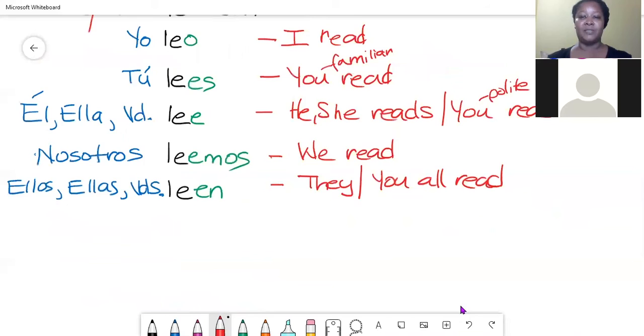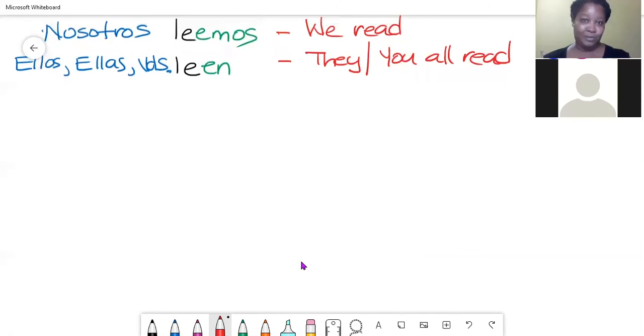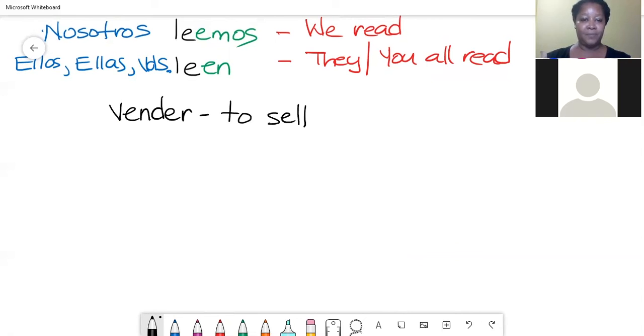Conjugation is something that if you just keep practicing, eventually you'll be conjugating in your sleep. Don't worry about it. It's something that you just have to do and do and do and do and keep doing. Our final ER verb for this lesson, let's do vender. And vender means to sell. And we're going to separate our stem from our ending.